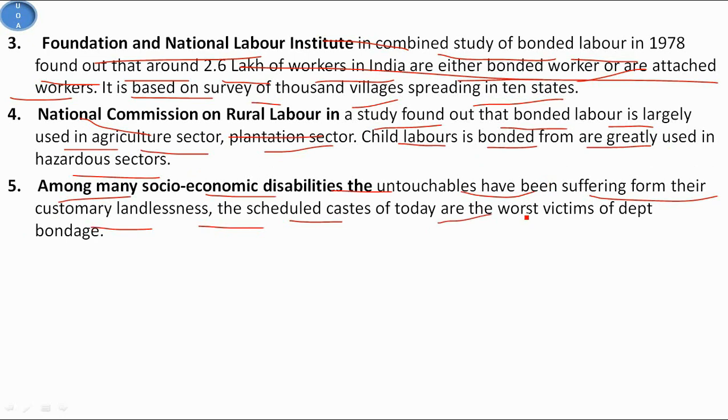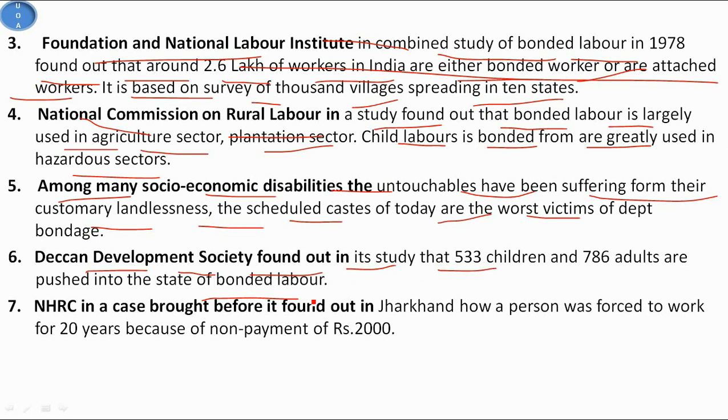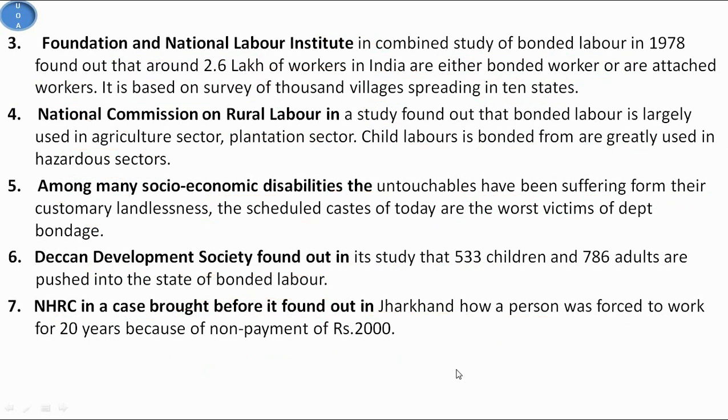The scheduled castes of today are the worst victims of debt bondage. The Deccan Development Society found out in its study that 533 children and 786 adults are pushed into a state of bonded labor. The National Human Rights Commission, in a case brought before it, found out in Jharkhand how a person was forced to work for 20 years because of non-payment of rupees 2000.